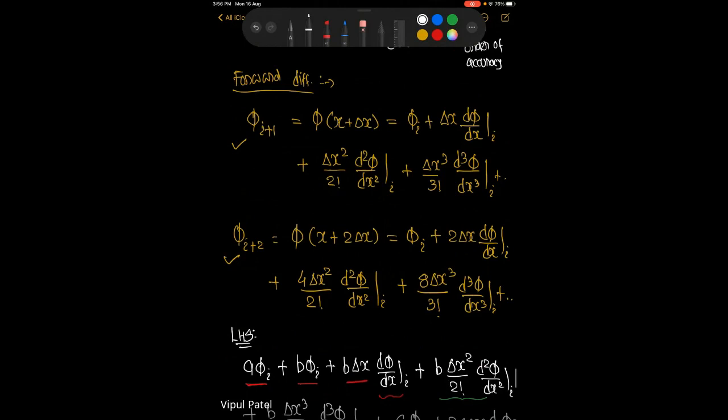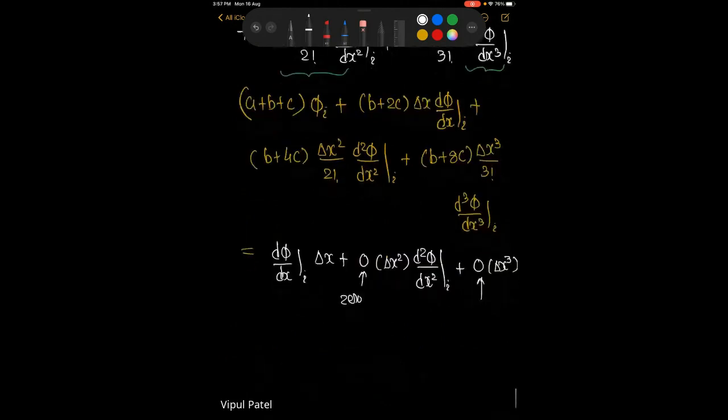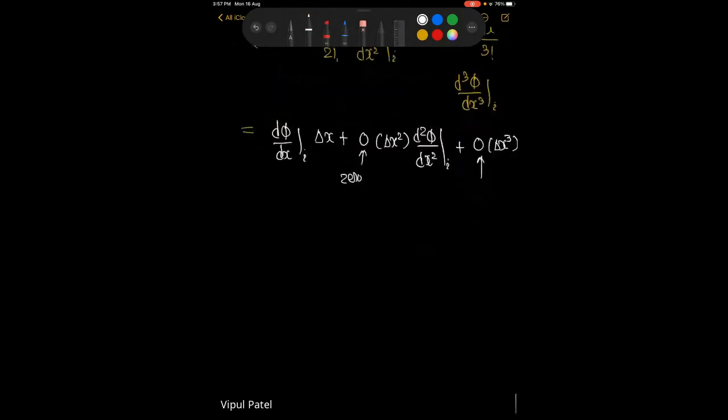Right, so now I'll have a one-on-one comparison with each and every term. On the left hand side I have a plus b plus c into phi I, but I cannot see any terms on the right hand side which has a phi I term. So with that I can conclude that a plus b plus c is equal to 0. What I'm doing is just comparing left hand side term and right hand side term.